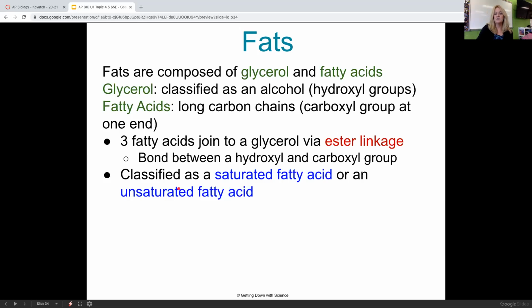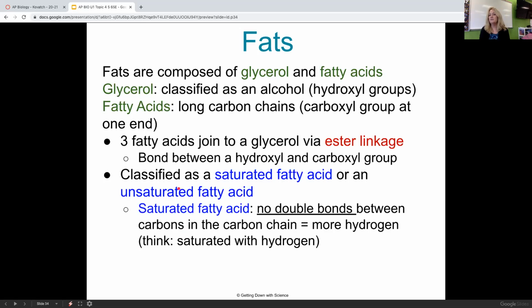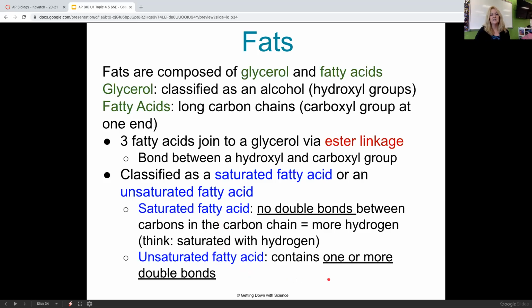They're classified as a saturated fatty acid or an unsaturated fatty acid. What's the difference? Definitely want to know the difference between these two. If you think about it for a moment, saturated versus unsaturated: what are we saturating with? Hydrogens. So if you have a bunch of carbons and you have double bonds, then you're not saturated with hydrogen, because you have room for more hydrogen. A saturated fatty acid has no double bonds between carbons in the carbon chain. So this means more hydrogen, it's saturated with hydrogen. An unsaturated fatty acid contains one or more double bonds.